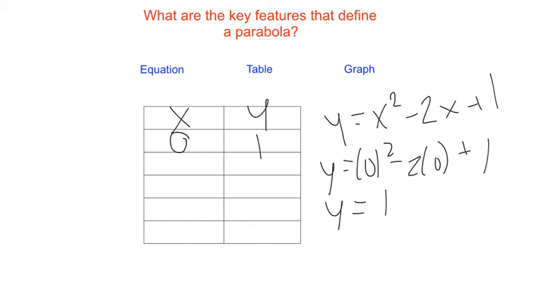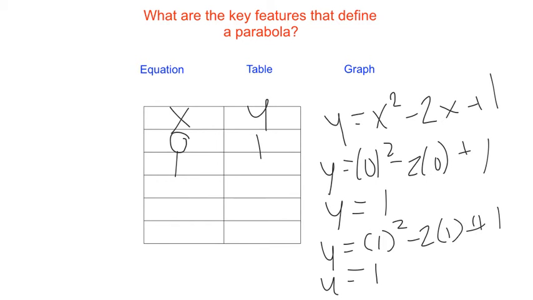I could take another number, and for these sorts of things, we typically try and stick to whole numbers, at least at the start. So we say x equals 1, so therefore y equals 1 squared minus 2 times 1 plus 1, and y equals 1 squared is 1 minus 2 plus 1, and that equals 0. So that equals 0 there.